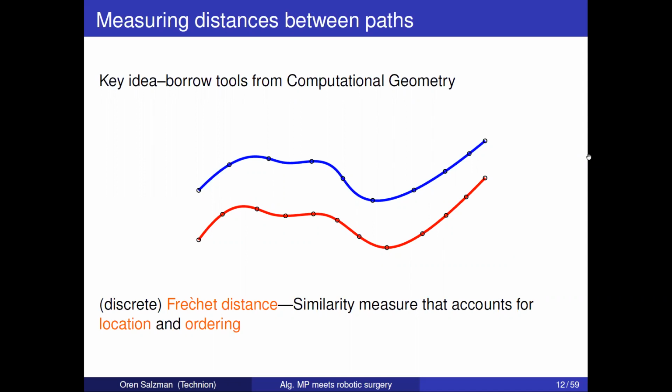Who here knows about Fréchet distance? Just by a raise of hand. I assume that everyone's either sleeping or it's a no. So the Fréchet distance is a similarity measure that accounts for both kind of the location and the ordering of points along the path. Right, there's hard chat. Okay, thank you for the response.